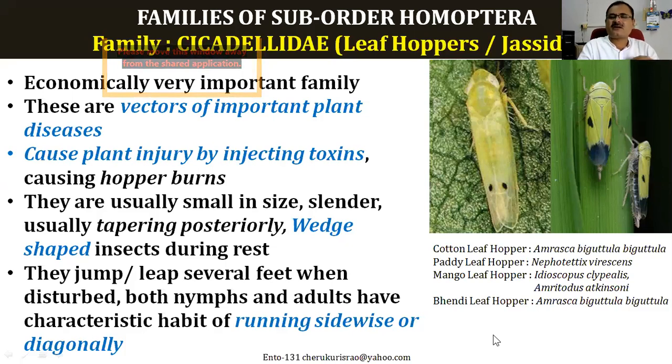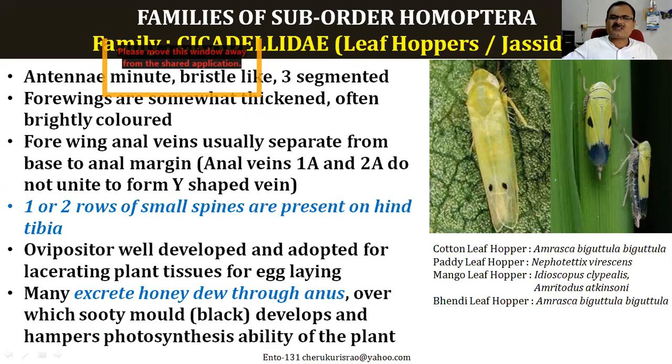Amrasca biguttula is a very commonly seen leaf hopper and it has a wide range of hosts. They are also very important because they transmit diseases. Another few important characters: they have small spines on the hind tibia, though very small, and we use these characters for taxonomic identification. Whenever you catch hold of any hopper and bring it to us, the taxonomist will look into these taxonomic characters.